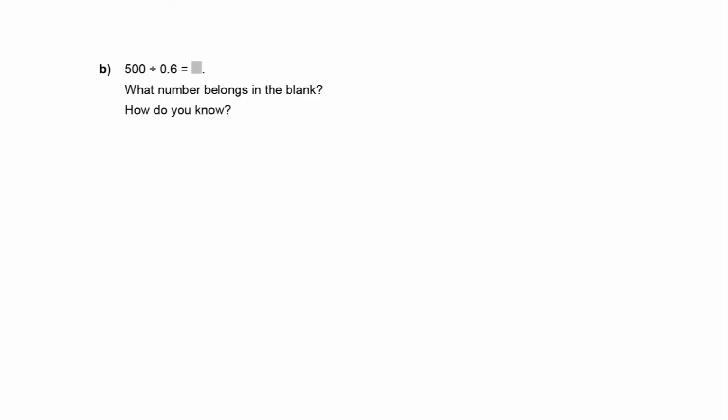What number belongs in the blank? 500 divided by 0.6. There are a few ways you could do this, but you can always go back to long division. 500 divided by 0.6. We don't want to leave a decimal place there, so we've moved the decimal from here over to here. If we've moved it 1 decimal place, that means we have to add 1 0. If we'd moved it 2 decimal places, we'd add 2. But now we can just do the long division.